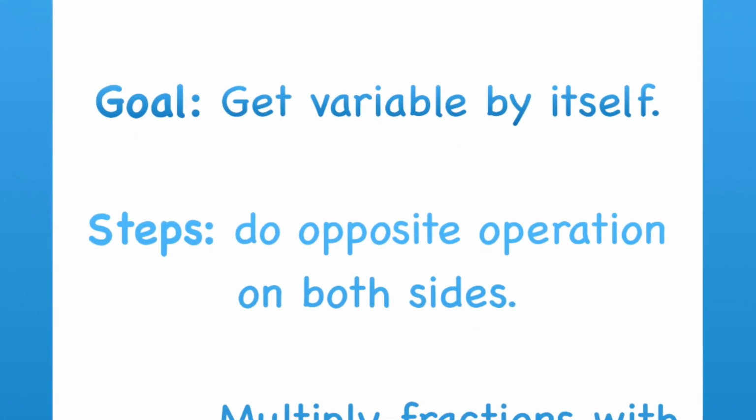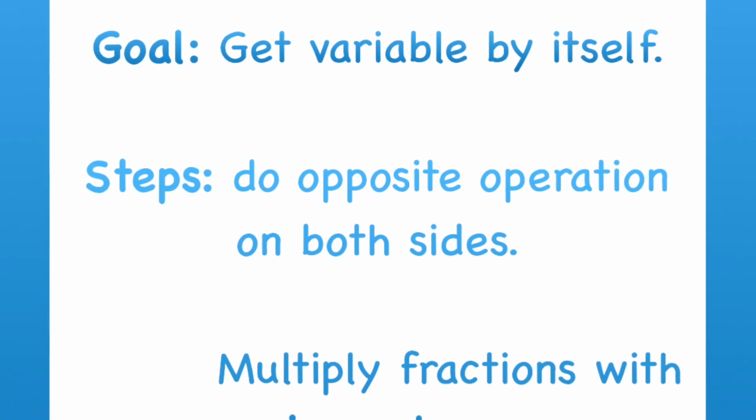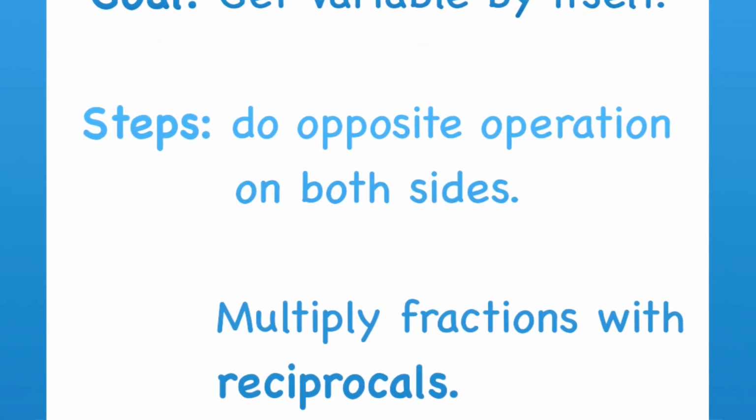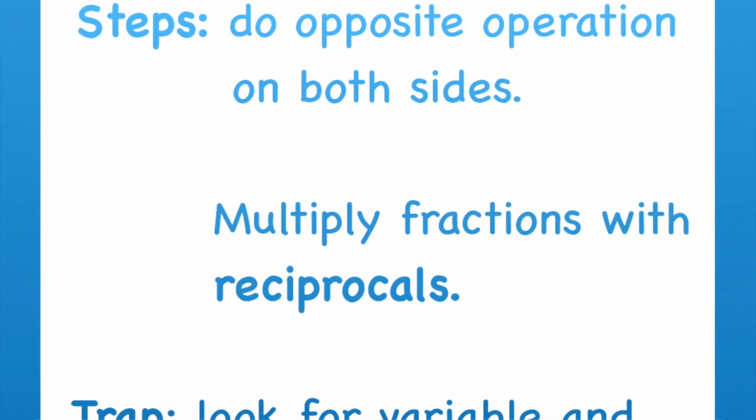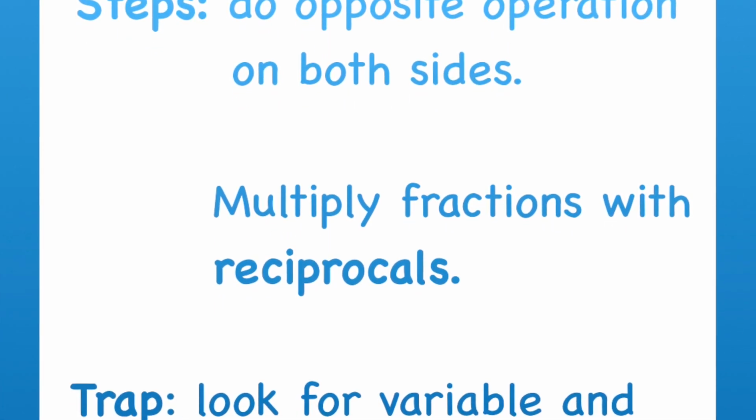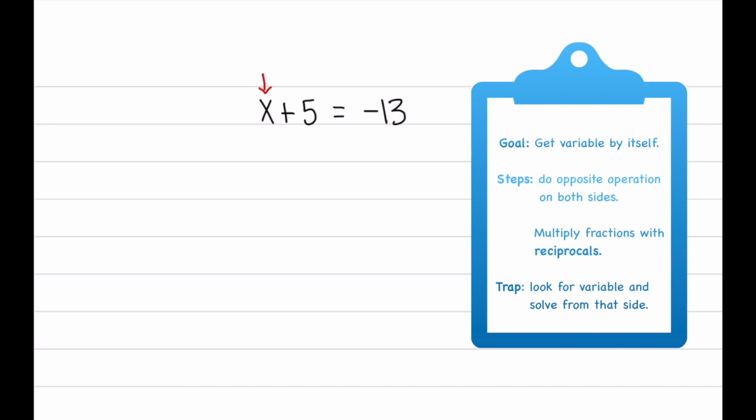In our next example, you'll see that x is still on the left side. So once again, we are going to solve the equation from the left side of the equal sign. Right now, we have x plus 5, which means there is a plus 5 that's next to the x. So again, the opposite of addition is subtraction. So what we're going to do is subtract 5 from both sides to get rid of that plus 5. The plus 5 and the minus 5 cancel out.